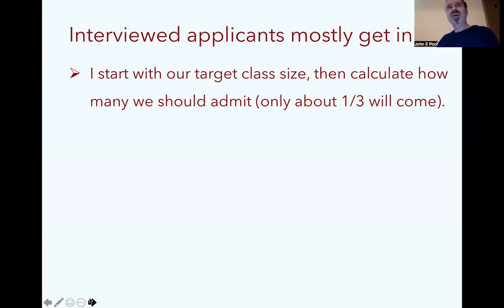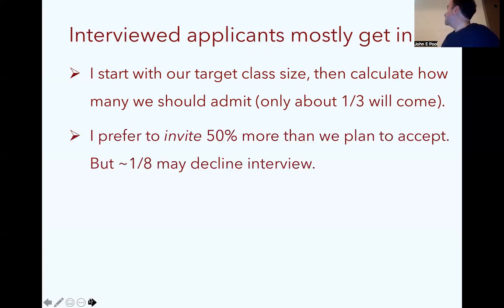Most of the ones that we accept are getting accepted other places too. They've got options. So if more than 1/3 are choosing us over however many others accepted them, I actually think we're doing pretty good. This doesn't bother me really. So from our target class size, I figure out how many we would like to be accepting, assuming there are that many that meet our standards. And then I usually try to invite for interview 50% more than that.